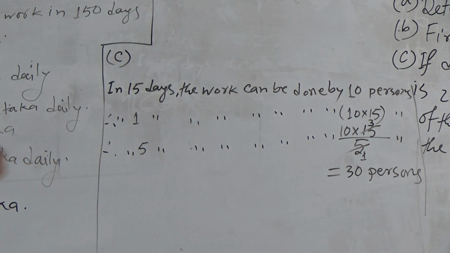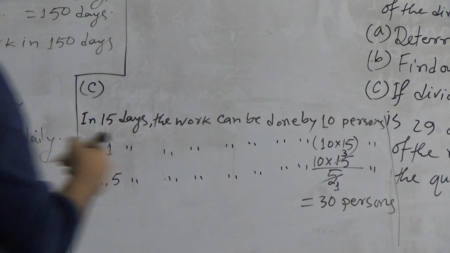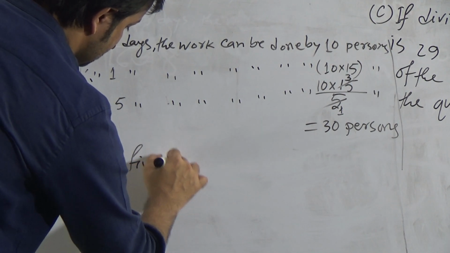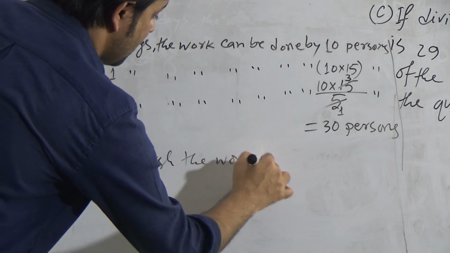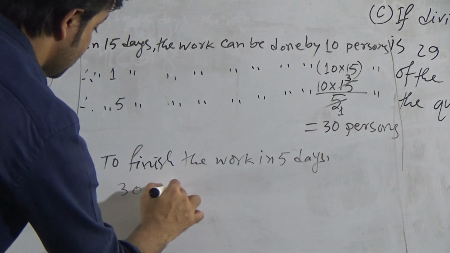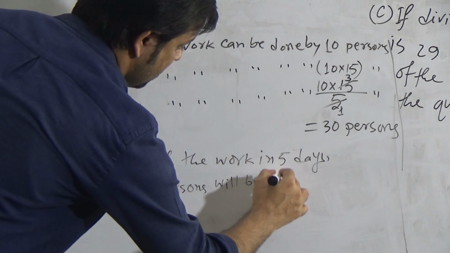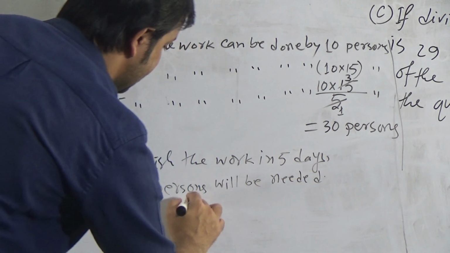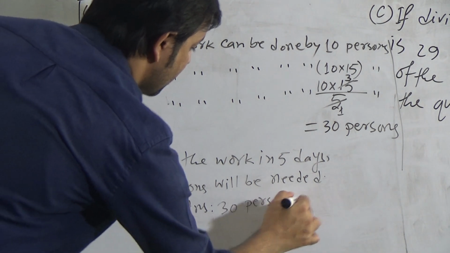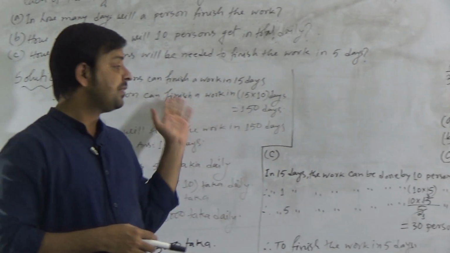The students, it means that 30 persons will be needed to finish the work in 5 days. Therefore, to finish the work in 5 days, 30 persons will be needed. So, our required answer for this question is 30 persons. The students, I hope you have understood the solution of CBQ4.